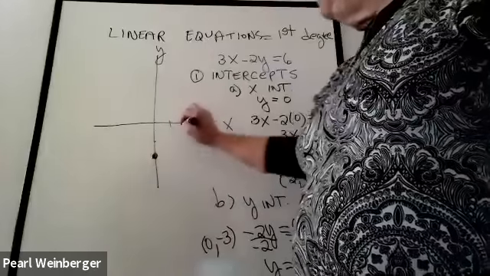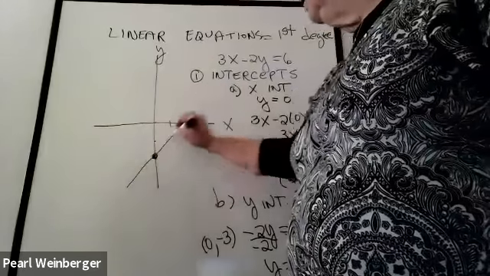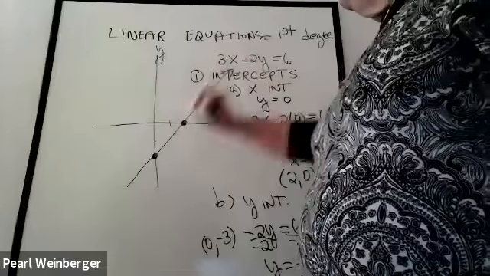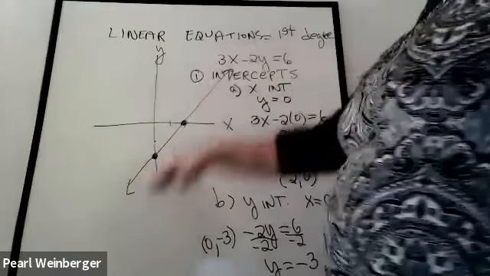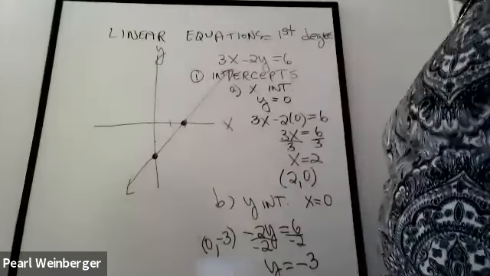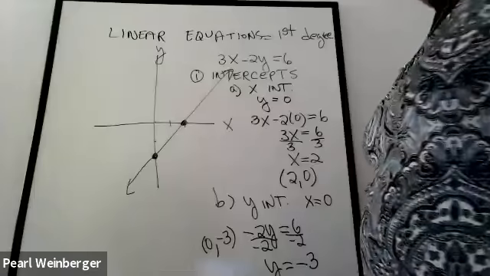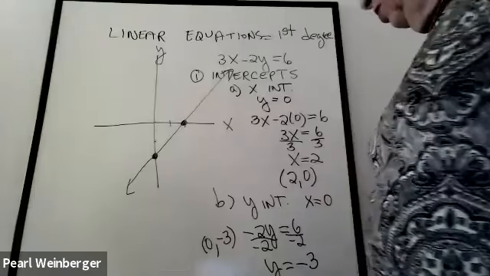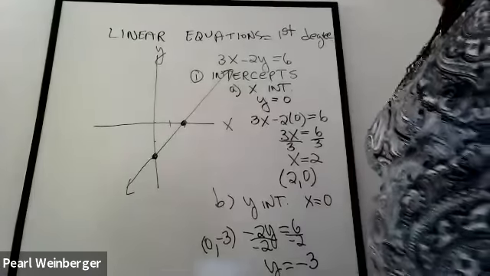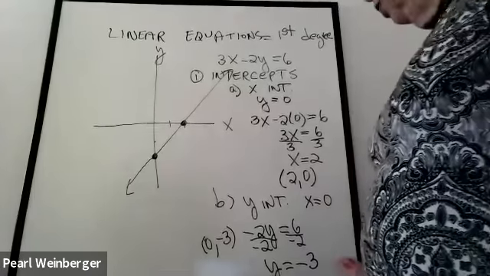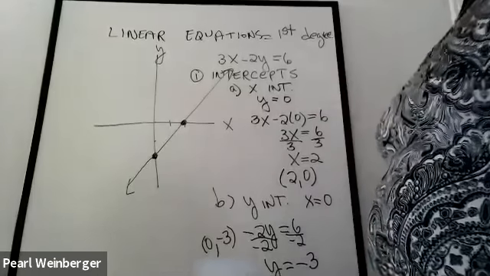Now notice I have these 2 points. I can now draw my line by connecting the 2 points. And I even go beyond either point because a line extends in either direction. And therefore, here is my line. I graphed this line by finding both its x and y intercepts.